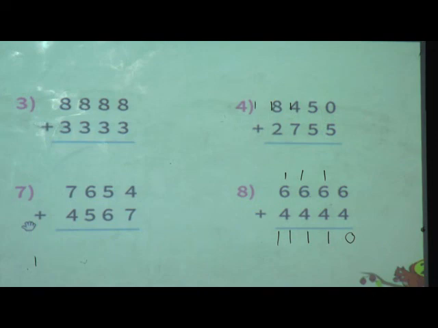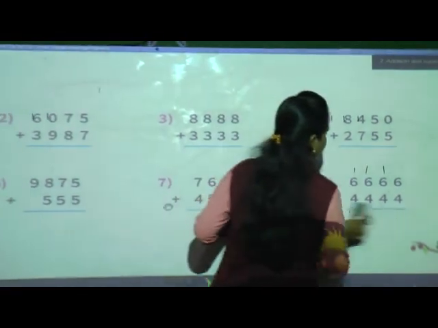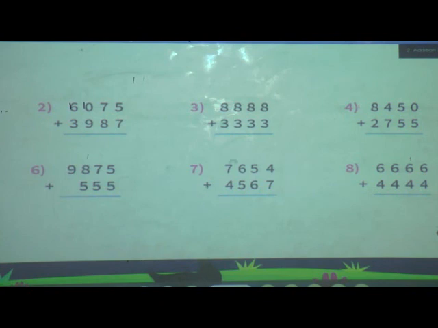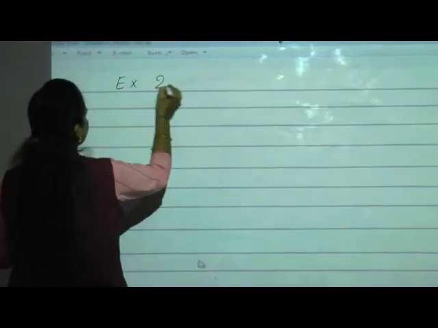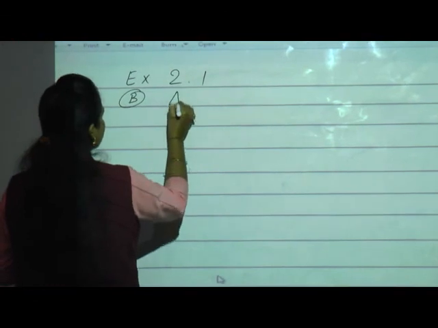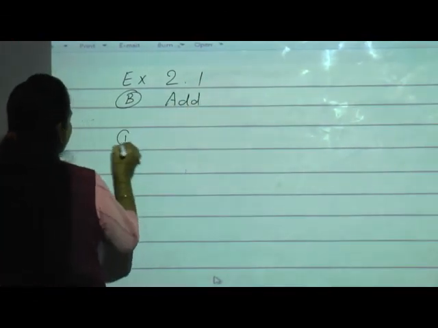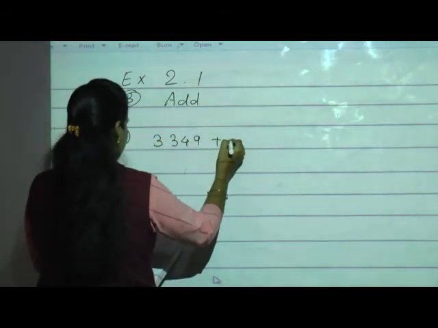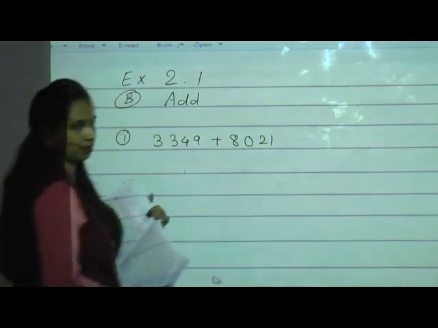Okay? Now we will go to the next question, that is B1. What is the B question? Same, add, but they have given the questions in horizontal form. You can see in the textbook. Okay? Now I will tell you how to represent those questions in the book, how to solve. Exercise 2.1, B question. Add. In that, what is the first question? 3,349 plus 8,021. Okay.